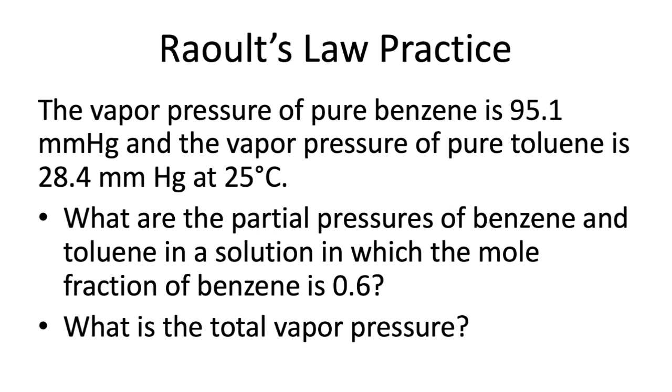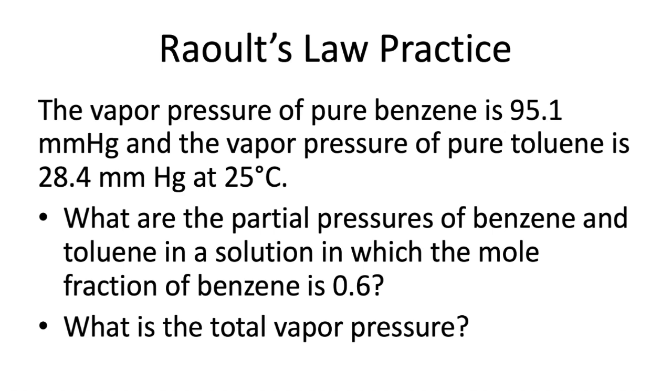This is a practice problem with Raoult's law. So again, we have the vapor pressure of pure benzene, 95.1 millimeters of mercury, and the vapor pressure of pure toluene is 28.4 millimeters of mercury, both at 25 degrees. So the question asks, what are the partial pressures of benzene and toluene in a solution in which the mole fraction of benzene is 0.6?